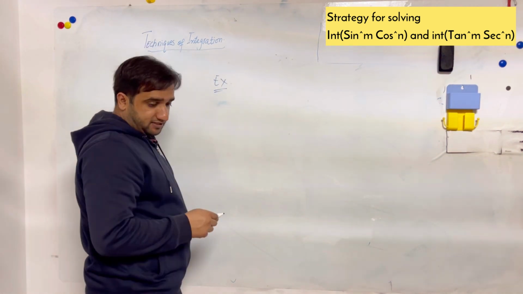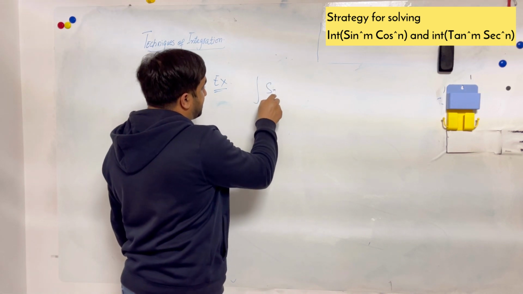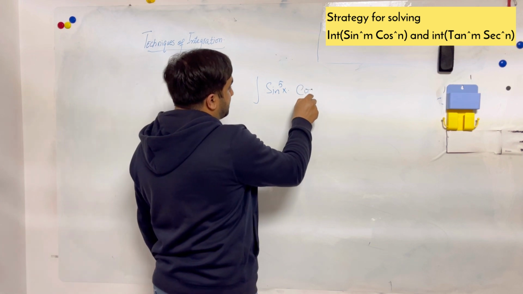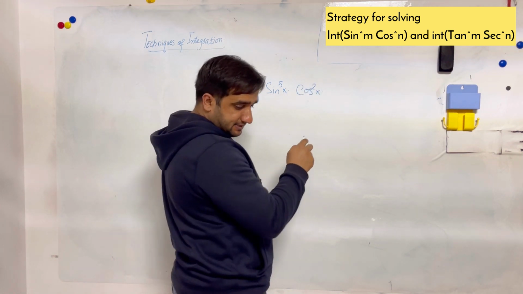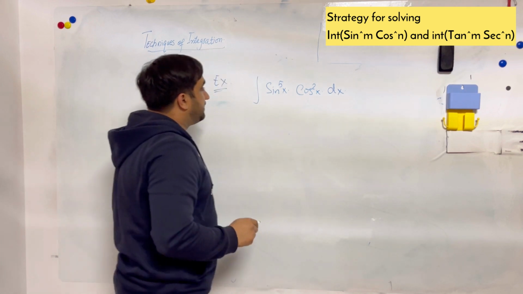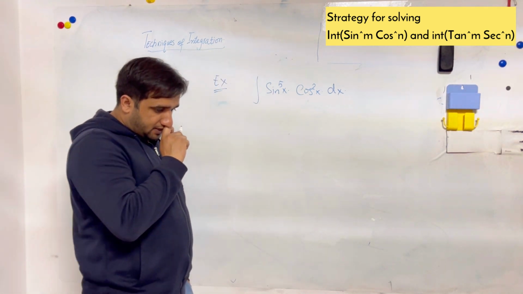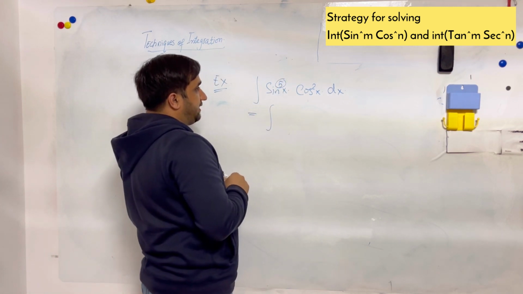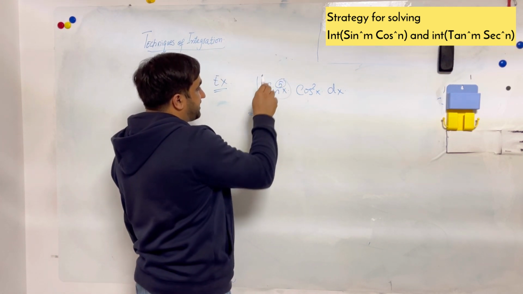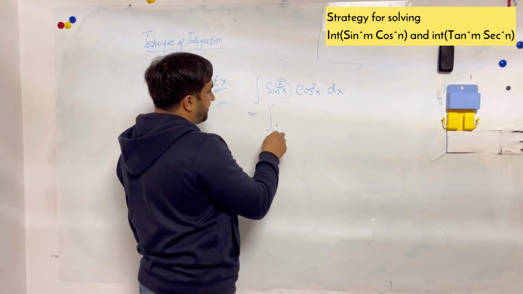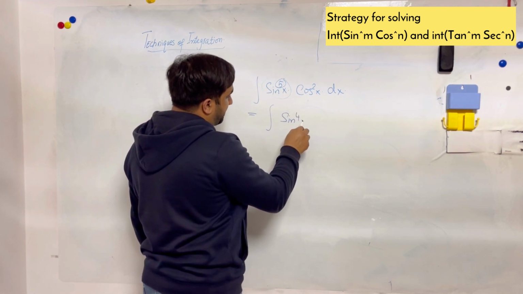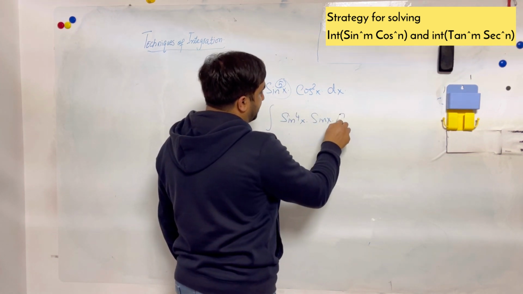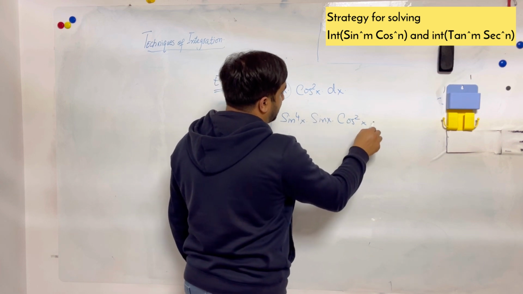For example, another question is, if we have the integral of sine raised to the power 5 x times cos square x dx. Now look, this is power 5, and if I want to make it a perfect square of something, I need to have an even power. So I can write it as sine raised to the power 4 x, and one sine x I separated here, and the cos square x, and the dx.